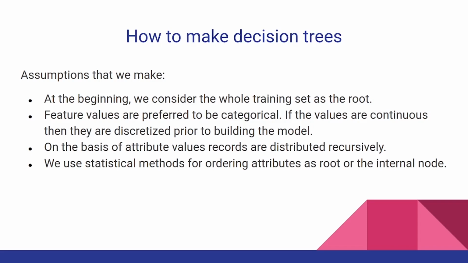On the basis of the attribute values, records are distributed recursively. We use statistical methods for ordering attributes as the root or the internal nodes, and we'll see how the algorithm works and what the different attribute selection methods are, such as Gini index and information gain, in the coming videos.